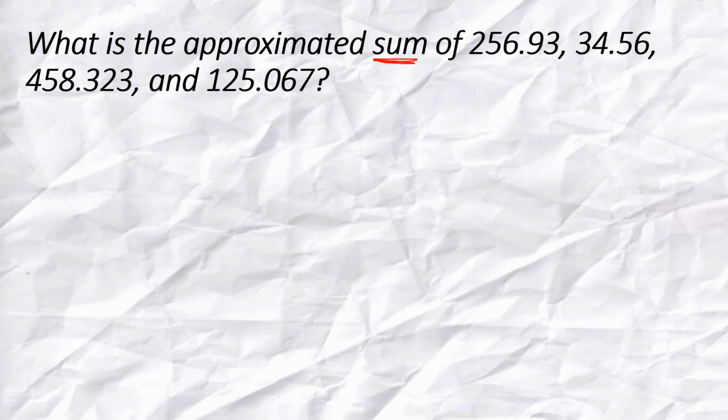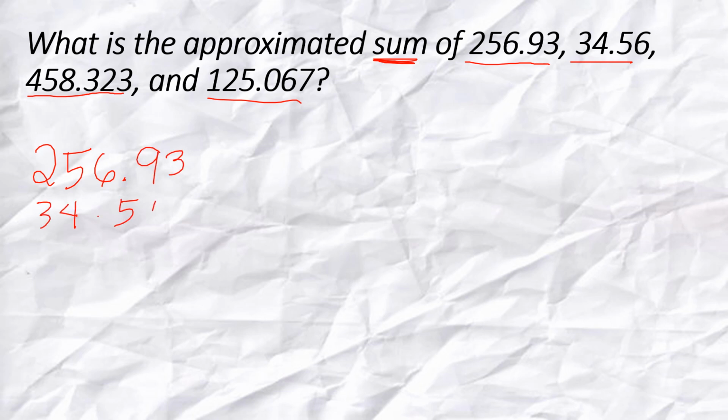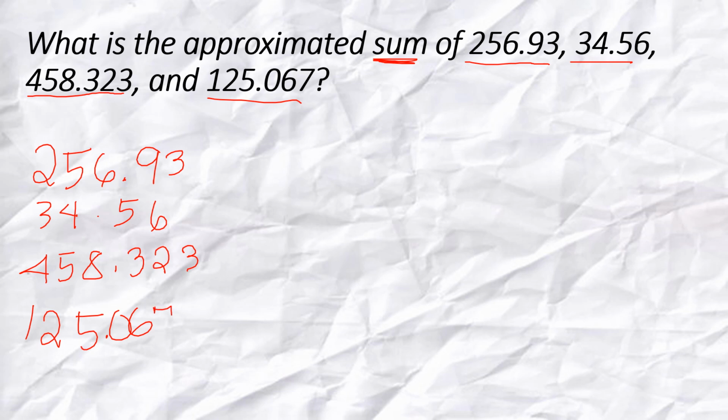Next, what is the approximated sum? Sum means addition of the following decimal numbers: 256.93, 34.56, 458.323, and 125.067. So let us round off each number to the nearest whole number.